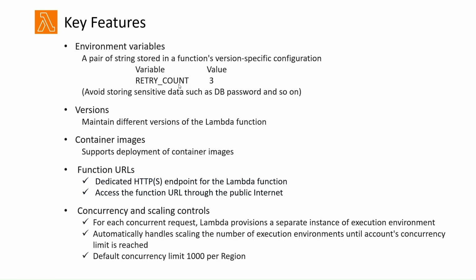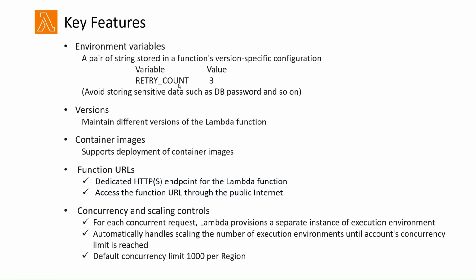Next, versions. The versions feature manages the deployment of Lambda functions with the different versions so that, for example, a new function with version number 2 could be used for beta testing without affecting users of the production version 1.